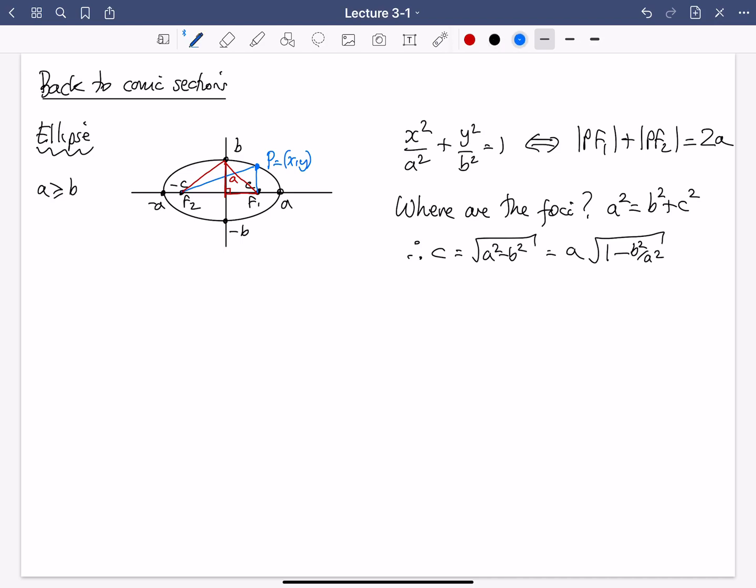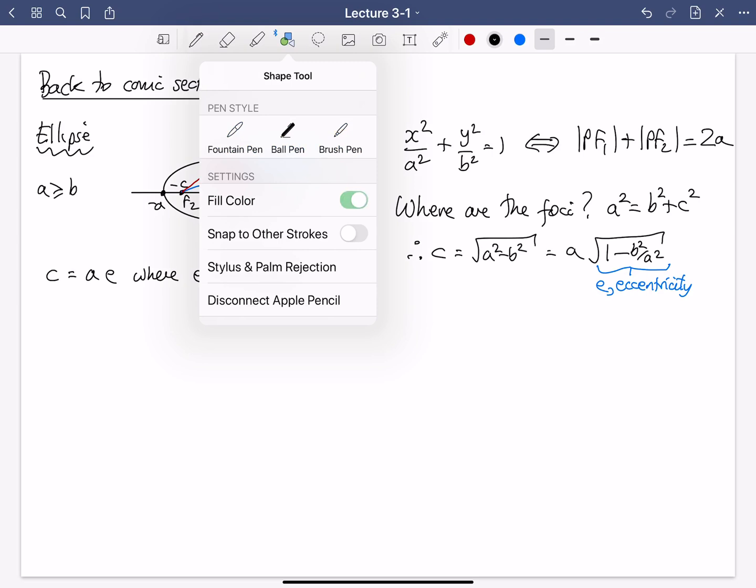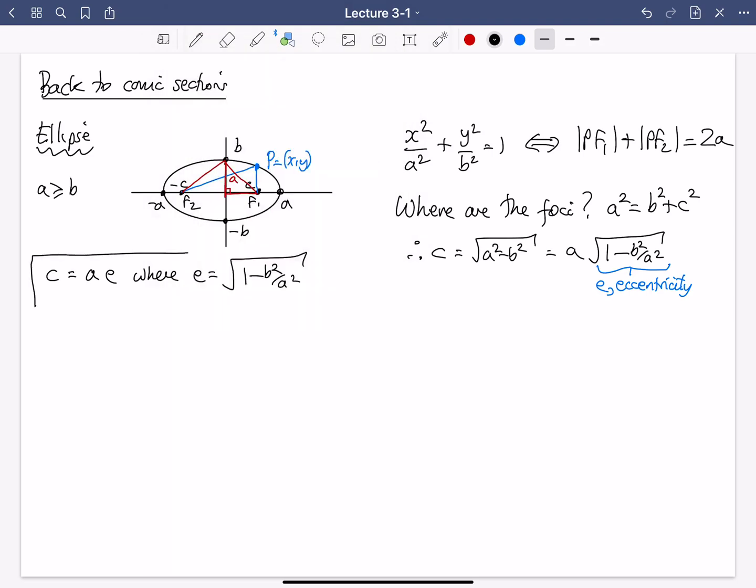So this quantity here has a special name. It's called e. It's the eccentricity. And so what we've just shown is that c, the coordinate of the focus, is ae, where e is the square root of 1 minus b squared over a squared. Let's put a little box around that because those are quite useful formulas to remember. And we've just derived those from our geometric description and the Cartesian equation.